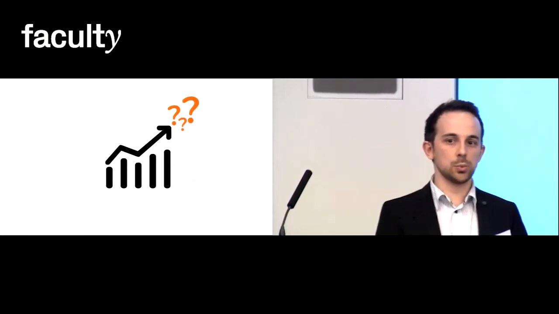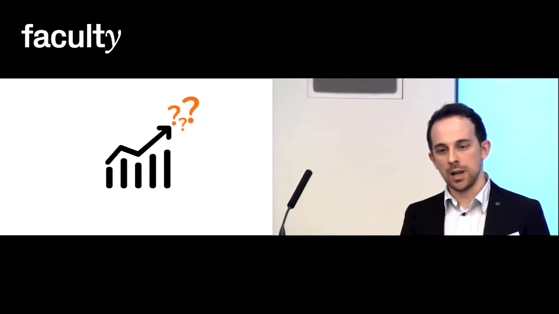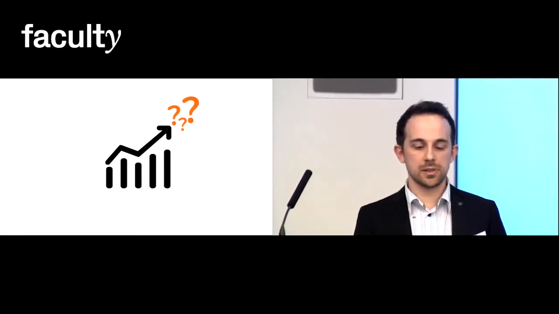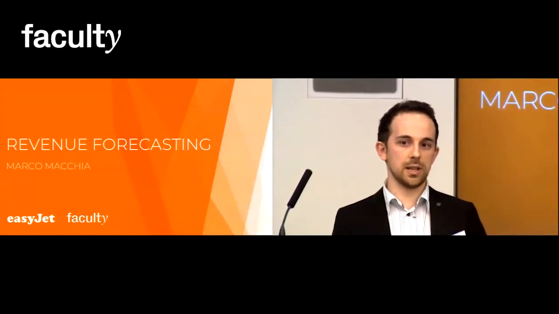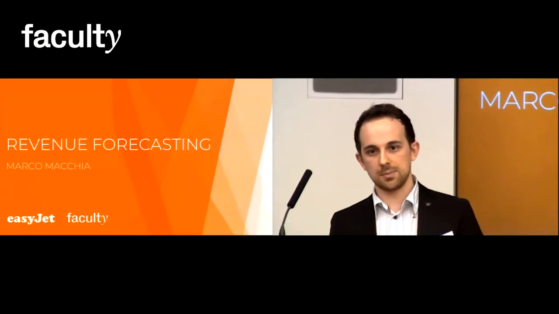What companies can do to prevent such setbacks is to have a better idea about their income as soon as they can. My name is Marco, and for the past 6 weeks, I had the pleasure of working with easyJet to develop a tool that could make forecasts of income on a 6-month target.